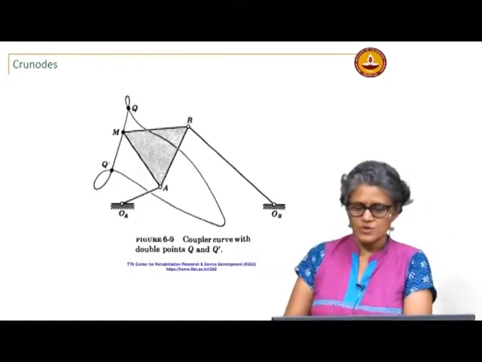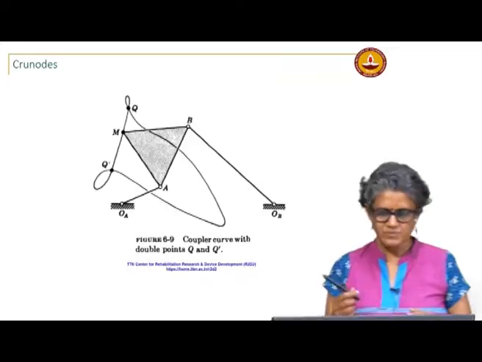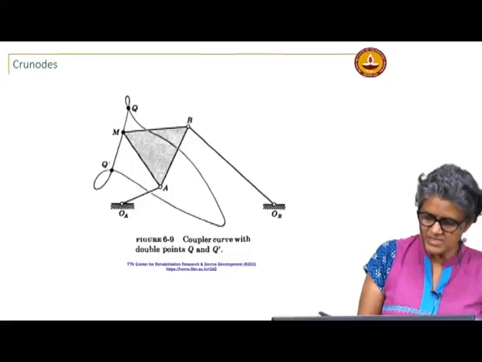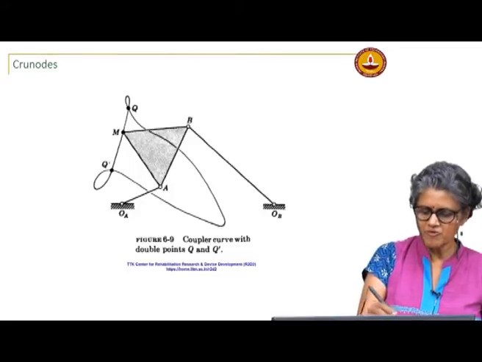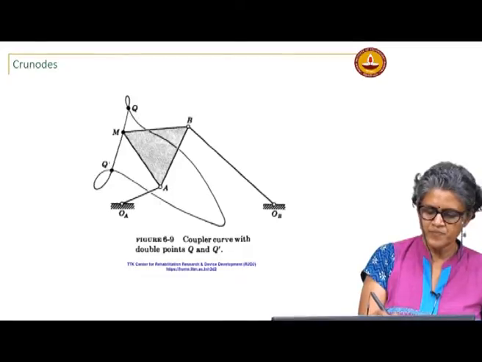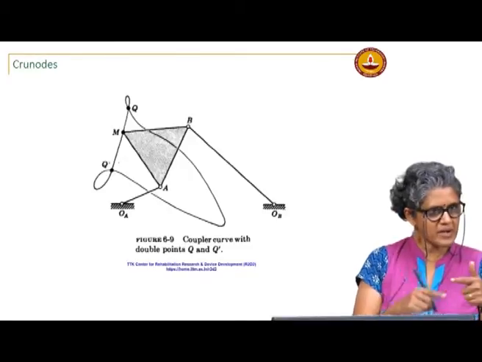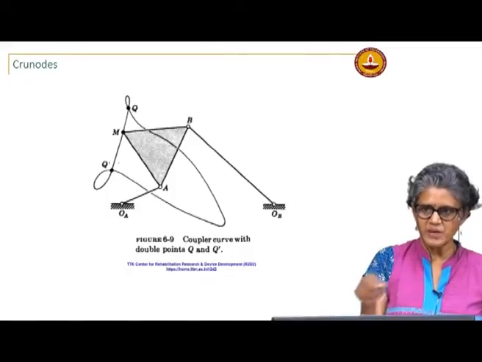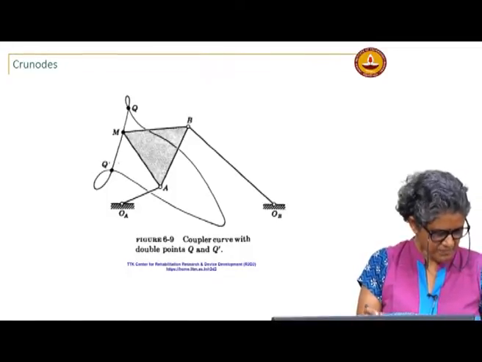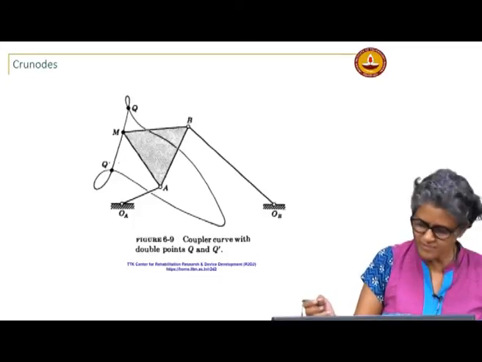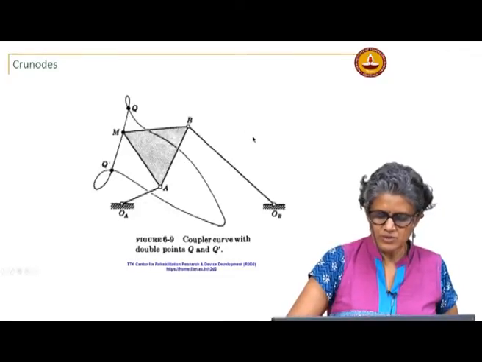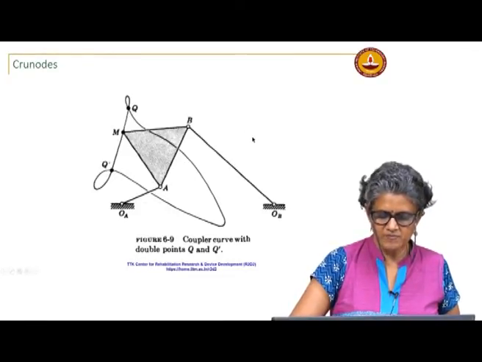Okay. So, a crunode. To locate crunodes, these are like your figure 8 double points where it comes to that point and then follows a different path. So, it reaches that point twice, but follows different paths each time. Okay. So, let us look at where we can locate a crunode on the coupler curve.